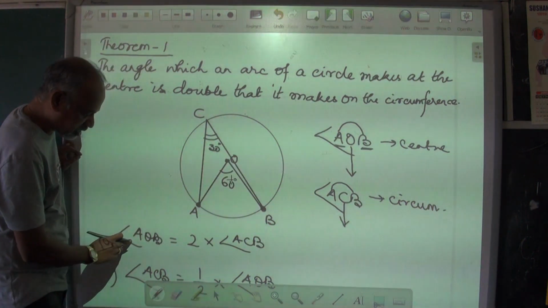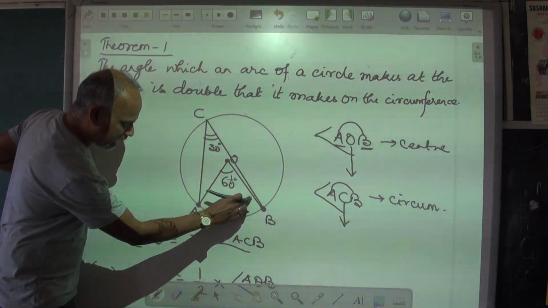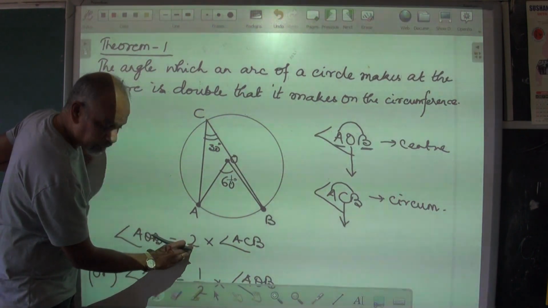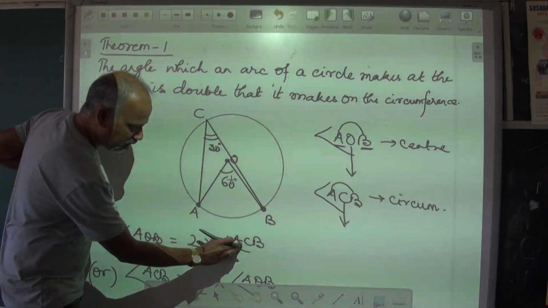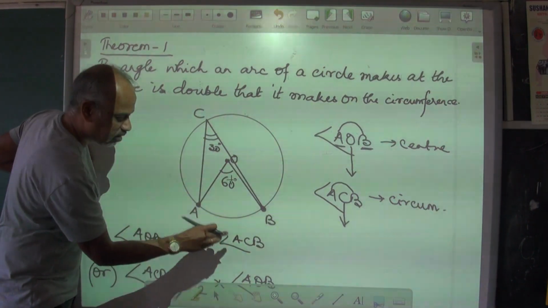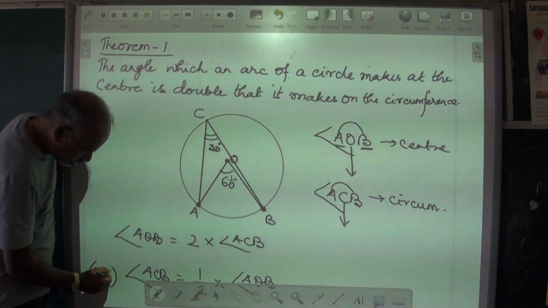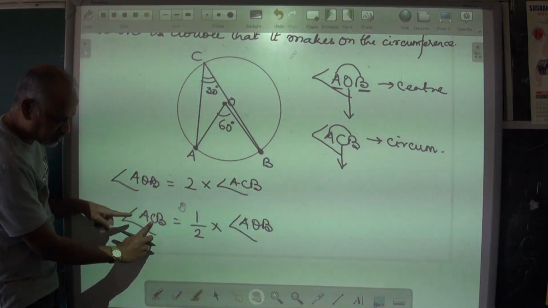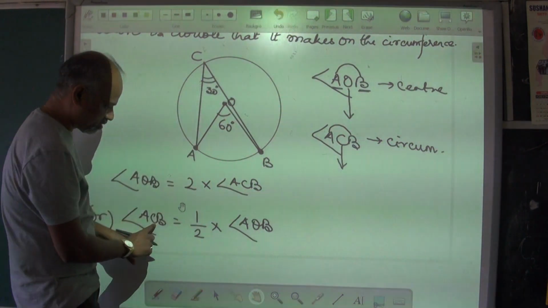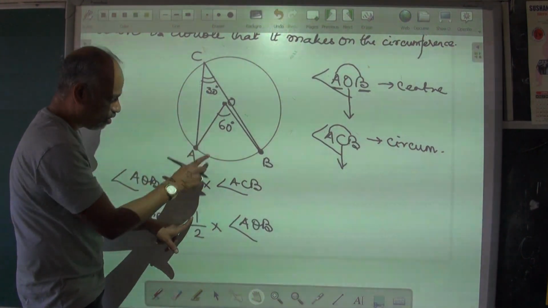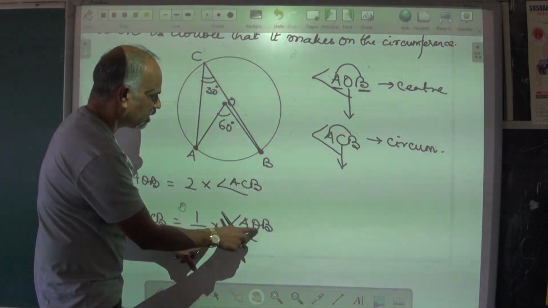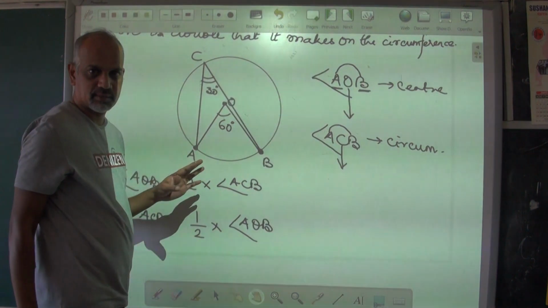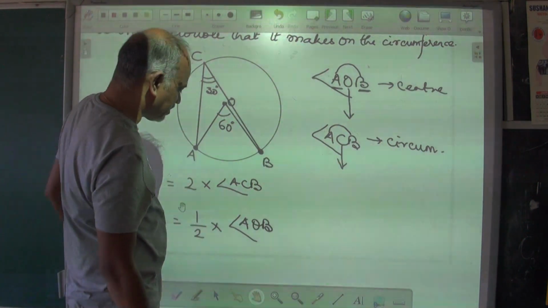So that's what I have written here. Angle AOB, that's the angle at the center, is 2 times the angle on the circumference, C. Or the angle made on the circumference at C is half of whatever is made at the center. Okay. So this is the first theorem.